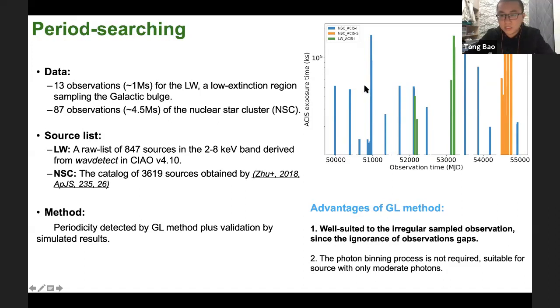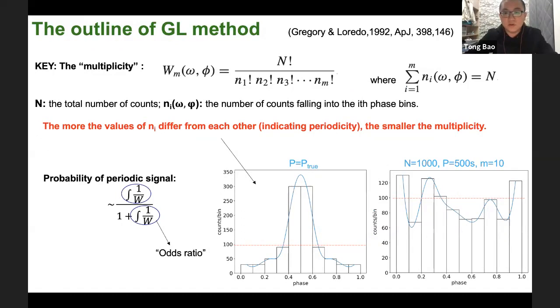As shown in this figure, you can see most of our observations are not centered and have casual exposure times. Secondly, the photon binning process is not required for a phase folding method like the GL method, which is suitable for sources with only moderate photons, like low luminosity CVs. So for the GL method, thanks to Gregory and Loredo, who presented this Bayesian method in 1992. I will not go deep into details for the consideration of time, just to present the key concept of multiplicity derived from the phase folded light curve, and the relation between the probability of a periodic signal and the multiplicity.